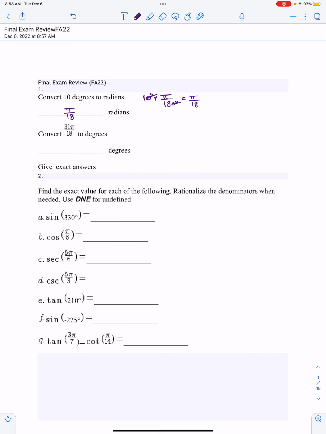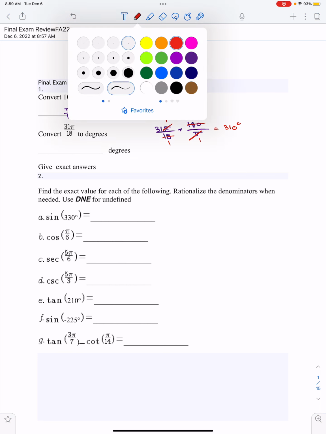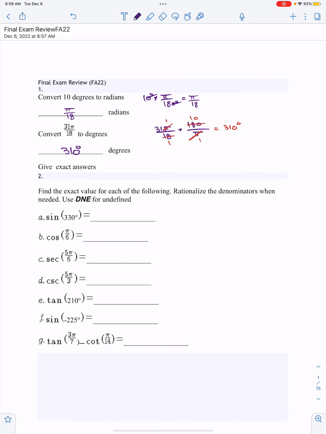Convert 31 pi over 18 to degrees. So we're going to say 31 pi divided by 18 times 180 over pi. We know that pi cancels. And then we can reduce 18. So 18 divided by 18 is 1. 180 divided by 18 is 10. And then we have 31 times 10 is 310 degrees divided by 1 times 1, which is equal to 1. So the answer here is going to be 310 degrees.